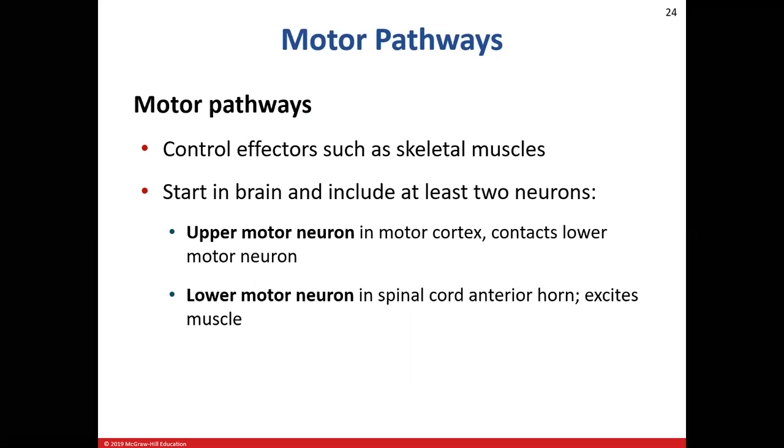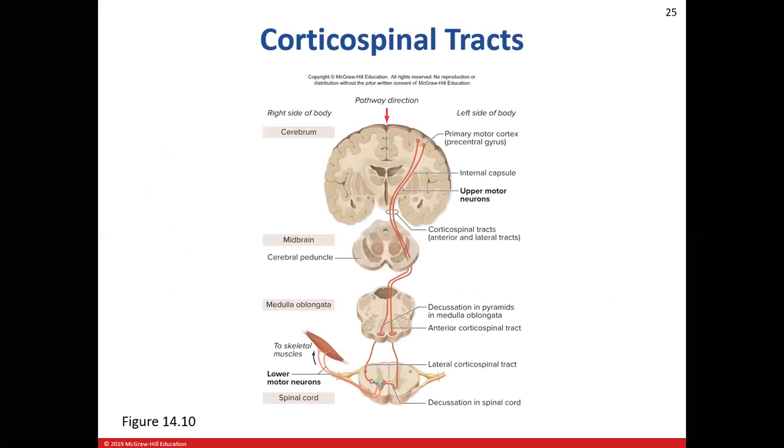The upper motor neuron is in the upper levels. It's going to be in the motor cortex, and it contacts the lower motor neuron. The lower motor neuron then is in the spinal cord, and it's going to be located within the anterior horn of the gray matter core. This is the neuron that's going to traverse out into the extremity and excite the muscle. So this is our corticospinal tract. Again, cortico referring to the cortex, spinal referring to the spine. So it goes from the cortex down to the spine, so it indicates a descending tract.